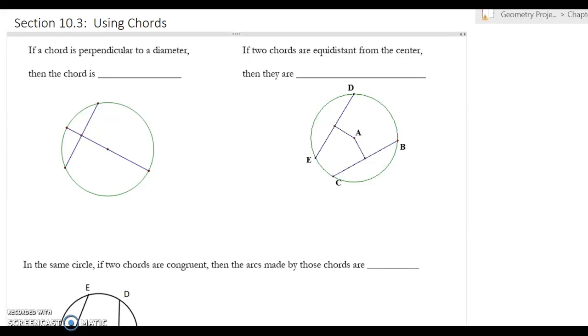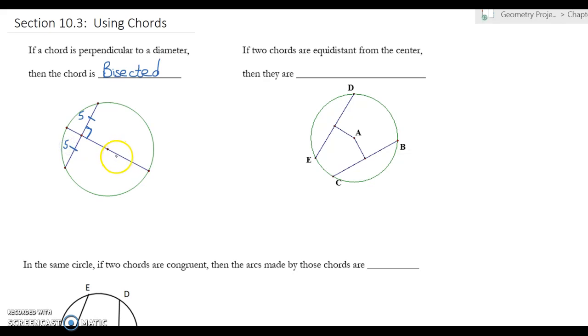Okay, so for section 10.3, using chords, we're talking about some different relationships in them. So the first one, if you have a chord, which this is our chord, and it's perpendicular to the diameter, so if it's a right angle here, then the chord is bisected. And so that means this would be 5 and this would be 5.